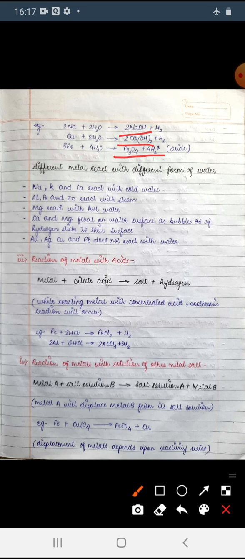Now, the reactivity of metals with water is different with different forms of water. Forms of water means vapor form, cold water, hot water, steam. So with these forms of water, different metals react differently. Let's see. Sodium, potassium and calcium react with cold water. Sodium, potassium and calcium only react with water when the water is in cold form.